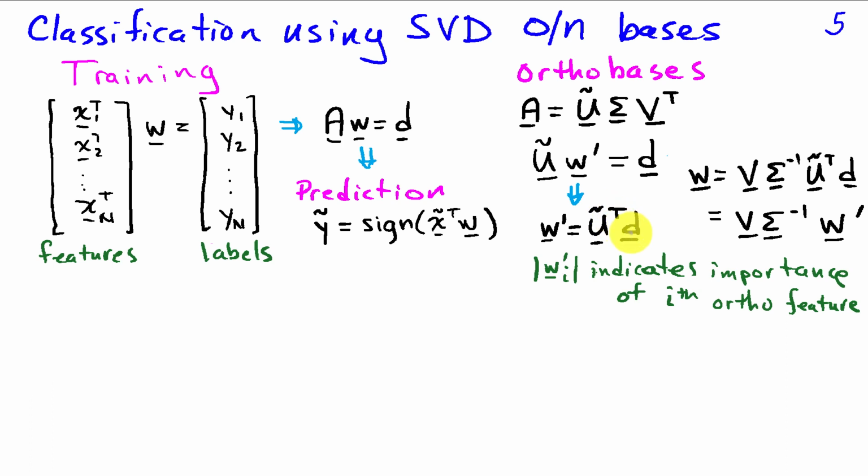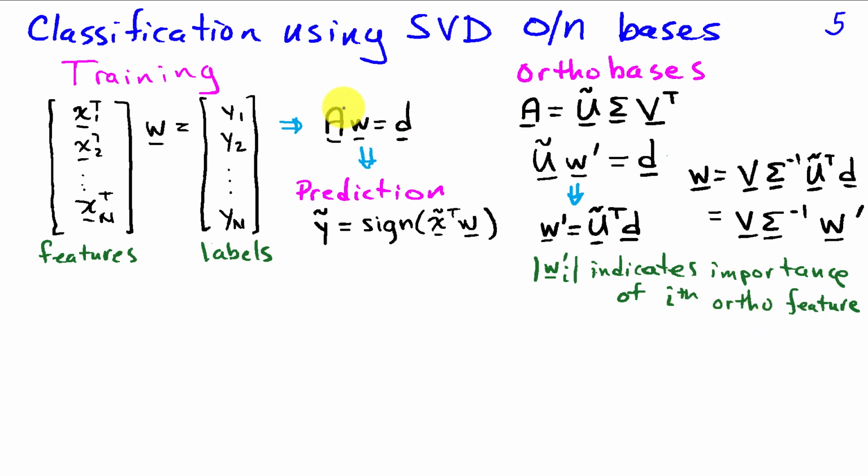Now recall, one of the reasons for using this orthobasis classifier is that all of the columns of U tilde have the same norm. The ith column of U tilde multiplies into the ith weight W prime, and therefore, since these columns all have the same norm, we can look at the magnitude of the weights, Wi prime, and that will indicate the importance of the ith ortho feature.